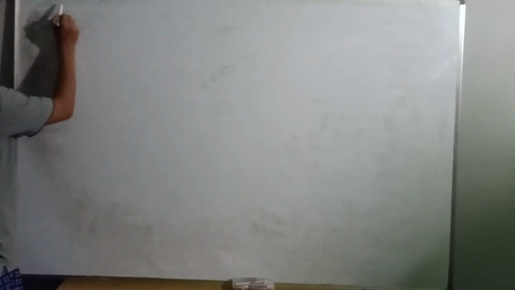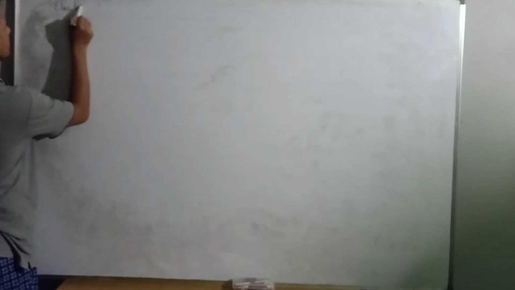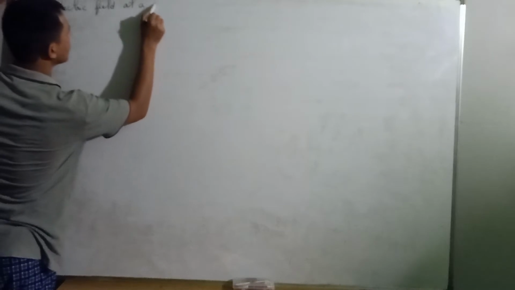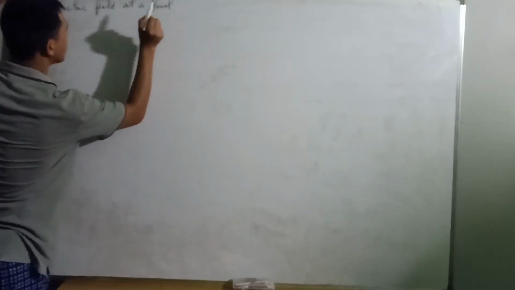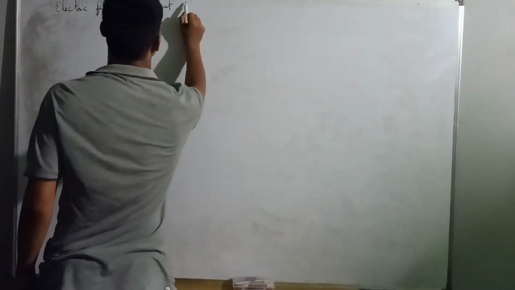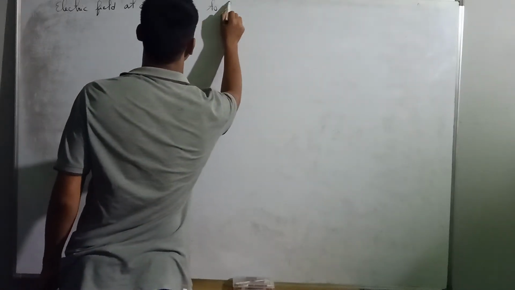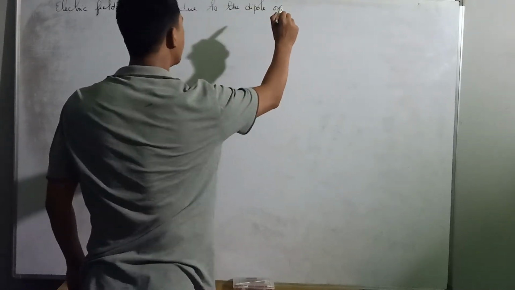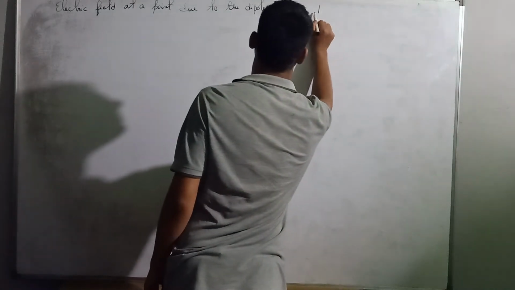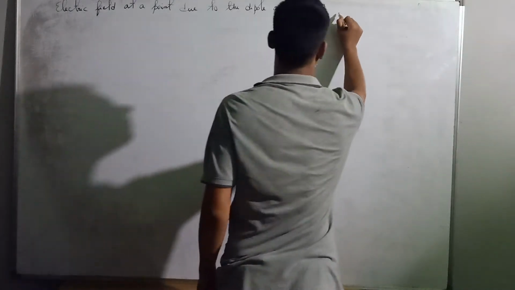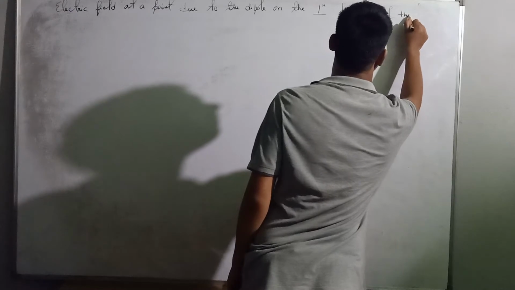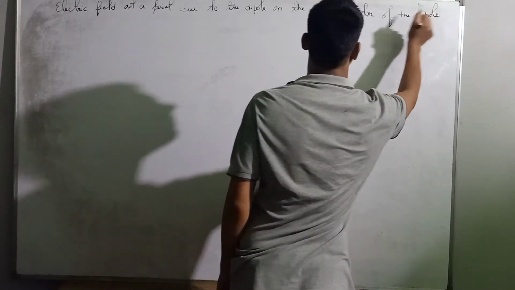So in this class, the next topic will be electric field at a point due to a dipole on the perpendicular bisector of the dipole. Perpendicular bisector of the dipole.